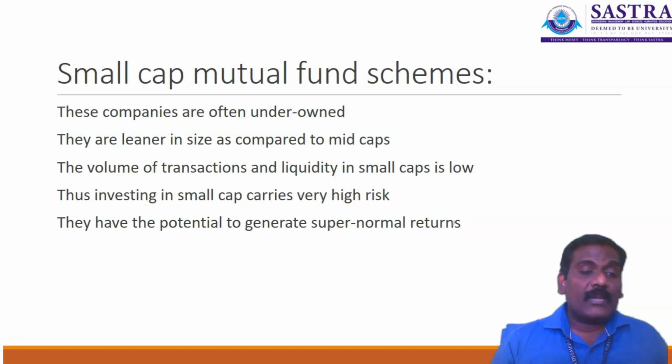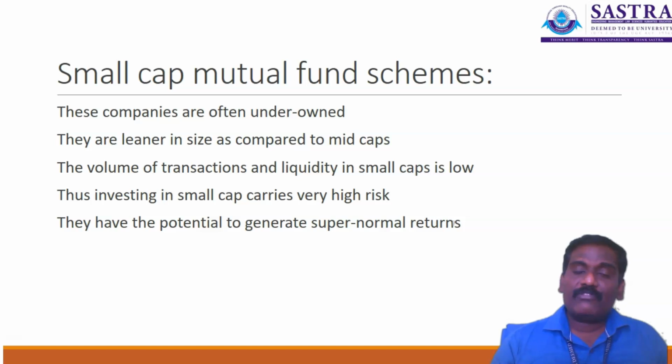The second one: they are leaner in size compared to the medium capitalized companies. Small level companies have very small level operations. They don't even have the time for doing research or establishing themselves in the market. They are only able to survive in the market. For survival, they sell their product in the market, and they are still penetrating the market.